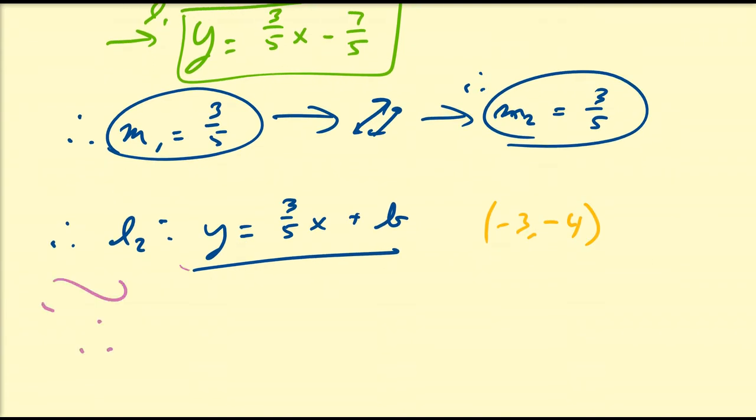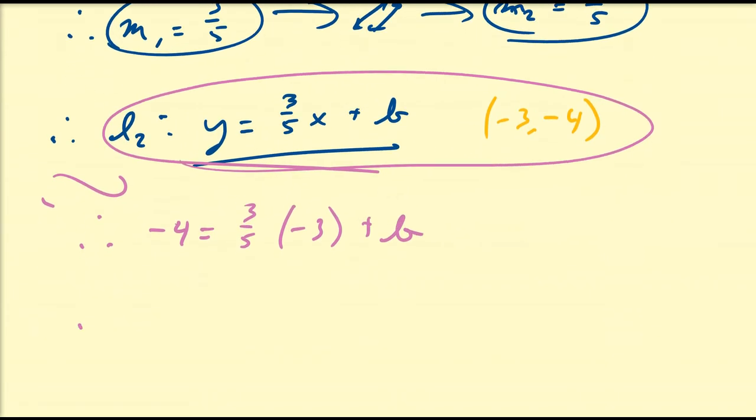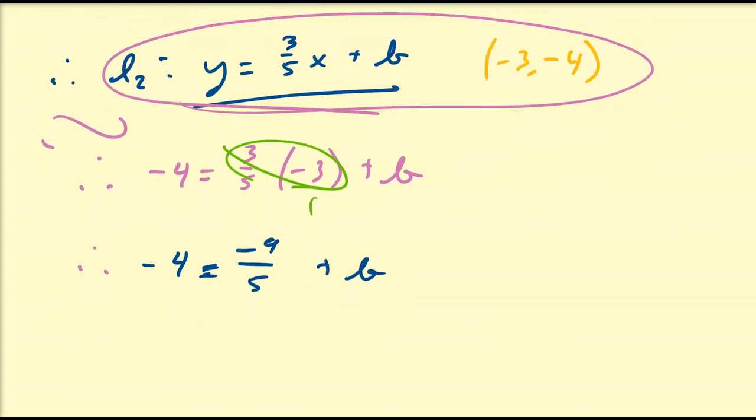So if that is the case, combining these two assumptions, I have -4 is going to be equal to 3/5 times -3 plus my unknown value of b. I'm going to multiply my numerators together since that's just over 1. So I have -4 is equal to -9 divided by 5 plus b. I'm going to add 9/5 to both sides.